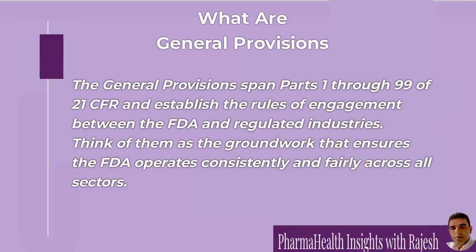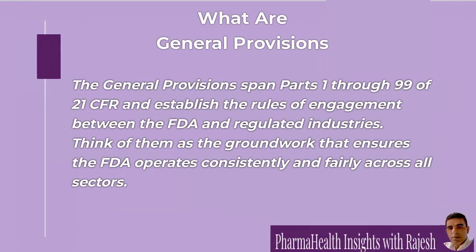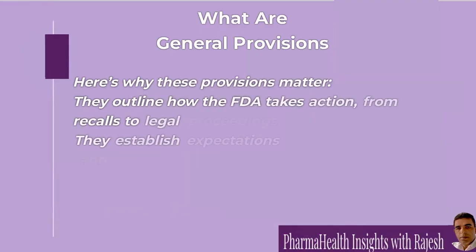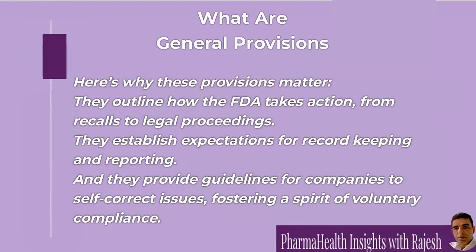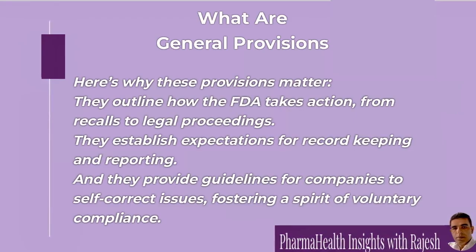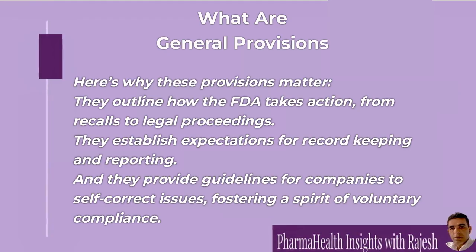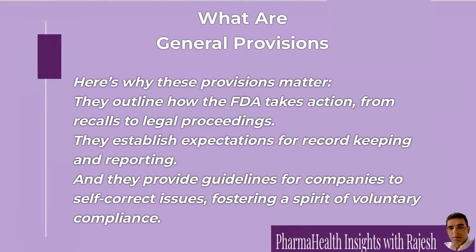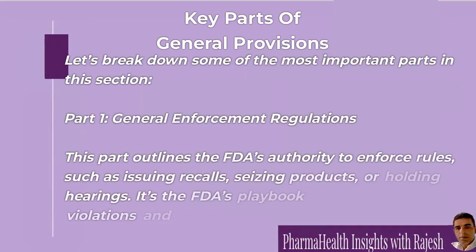Think of them as the groundwork that ensures the FDA operates consistently and fairly across all sectors. Here's why these provisions matter. They outline how the FDA takes action, from recalls to legal proceedings. They establish expectations for record keeping and reporting, and they provide guidelines for companies to self-correct issues, fostering a spirit of voluntary compliance. Let's break down some of the most important parts in this section.